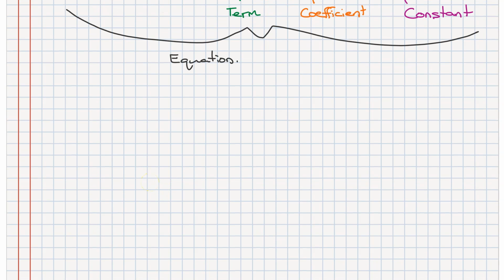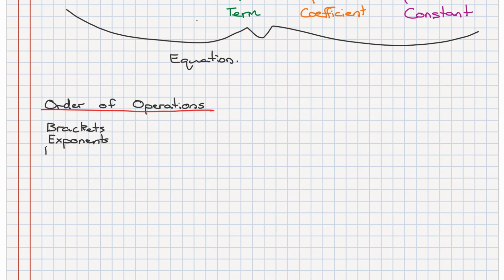Then we're going to put in a new subtitle and we'll call it order of operations. Alright, so when we have an equation and we're deciding the order in which we evaluate each part or each term in an equation, what we do is we first start with our brackets. We then go on to our exponents, followed by division, multiplication, addition, and finally subtraction.